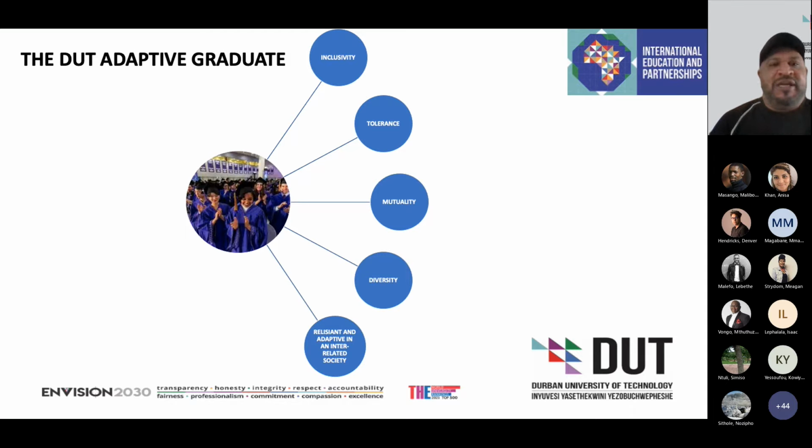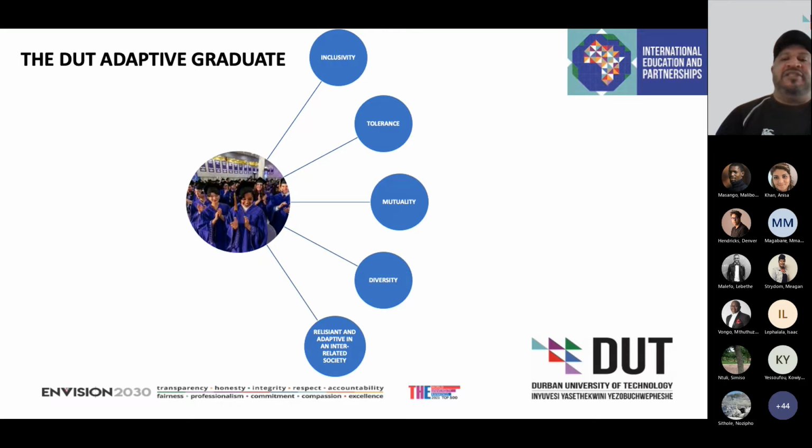Okay, and then you see here how the adaptive graduate at DUT is able to deal with what is important. Some of those are transversal skills: tolerance, mutuality, diversity, resilience is so important. And of course, having that sense of inclusivity. Our graduates are not able to work in a world with divisions. Our graduates are meant to see beyond the barriers and divisions, and inclusivity is really important.